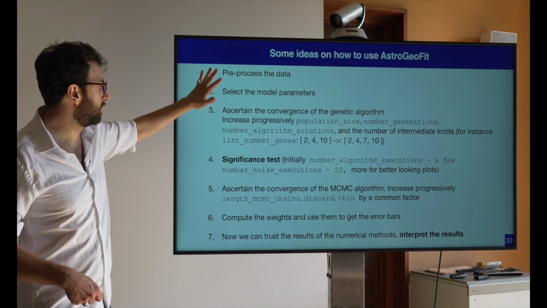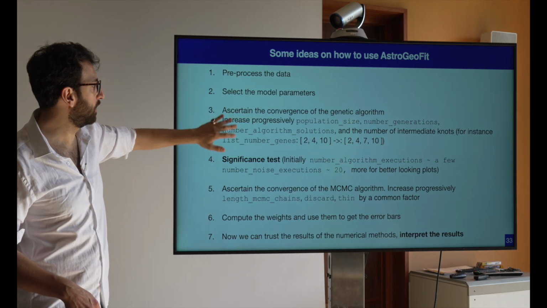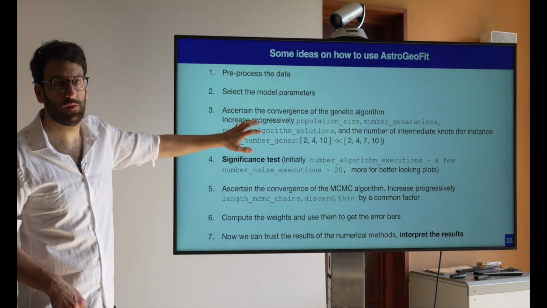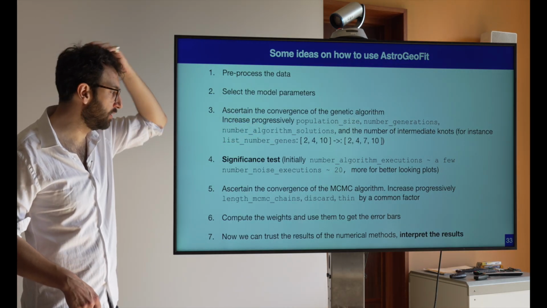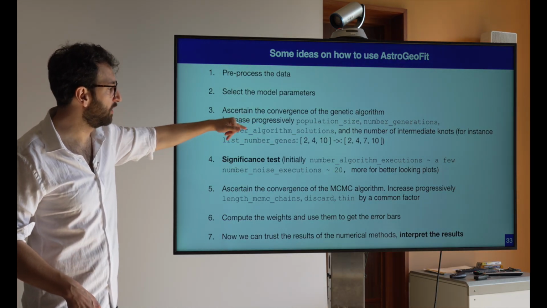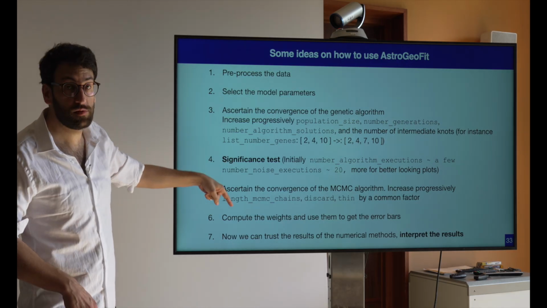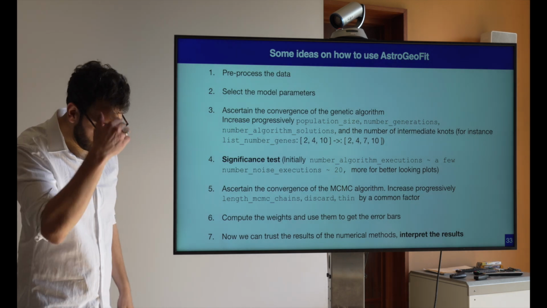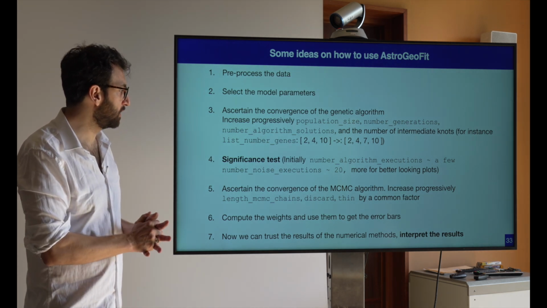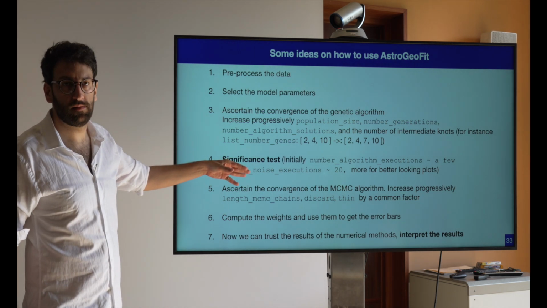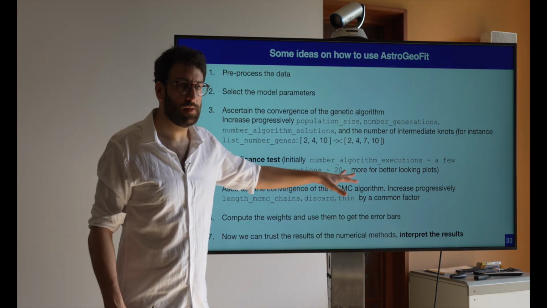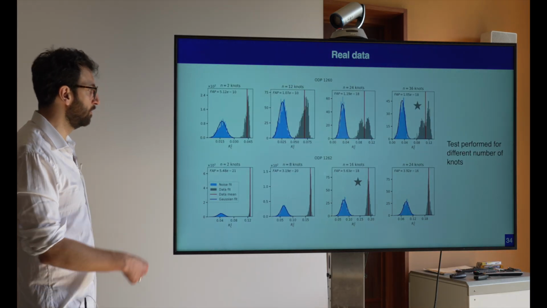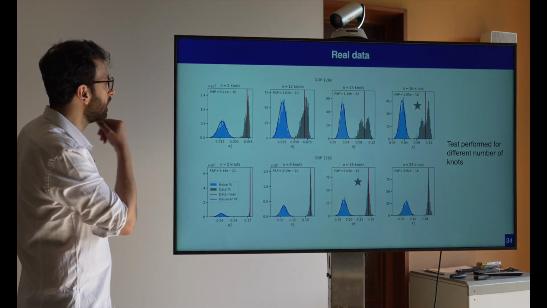I think at this point, the rationale of this progression is that you're pretty sure that the parameters of the genetic algorithm make it converge. So the result of the genetic algorithm is reliable. Now you use the genetic algorithm for the significance test, and as a first guess, I would run it, but not many times. Just 20 times for the number of noise executions, and a few times for the execution on the data.